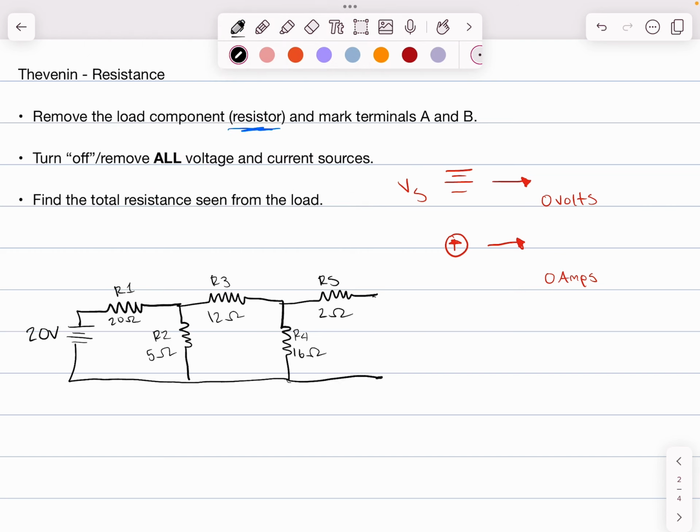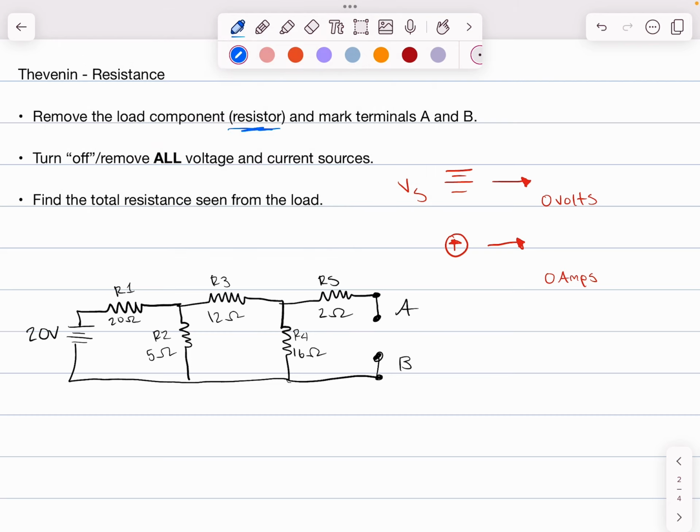And I'm going to mark my terminals A and B. This is a perfectly fine representation of that. If you wanted it to go down a little bit more and have something like that, that also still works as long as we have the same idea.